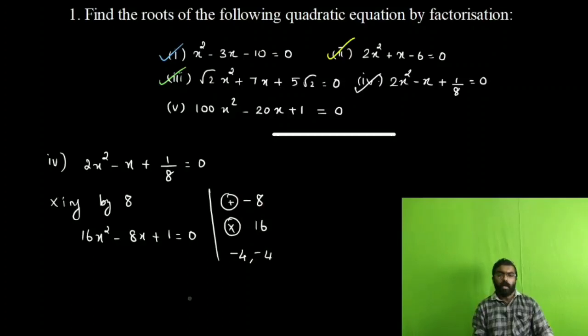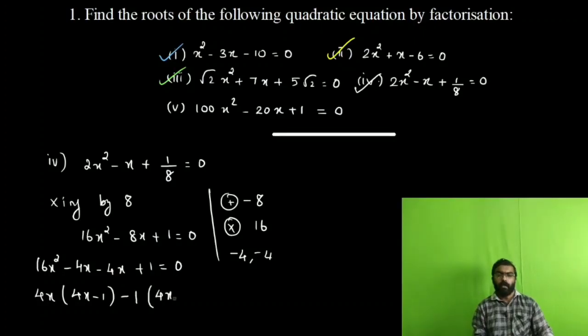Okay. Now we can split the middle term. 16x square minus 4x then minus 4x plus 1 is equal to 0. From the first two terms we can take 4x as a common factor. So 4x into 4x minus 1. And from the next two terms we can take minus 1 as a common factor. So minus 1 into 4x minus 1 is equal to 0.